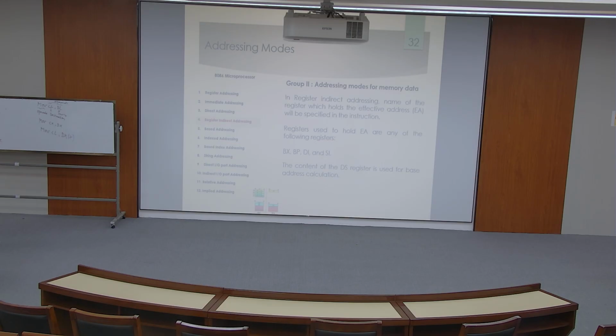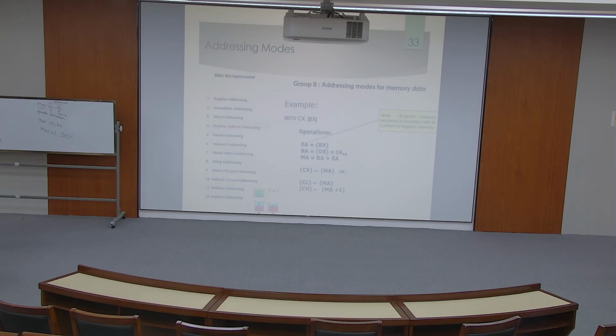Here we have a simple example. We have to move the content that is specified by the memory location of the base register. It has to be moved into the counter register. So what does this mean? We first need to calculate the effective address.